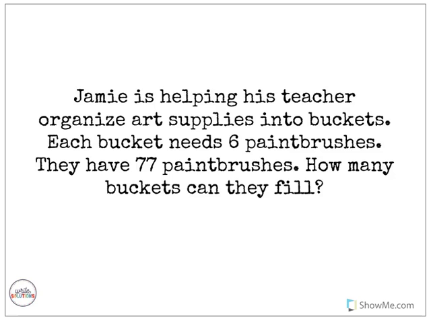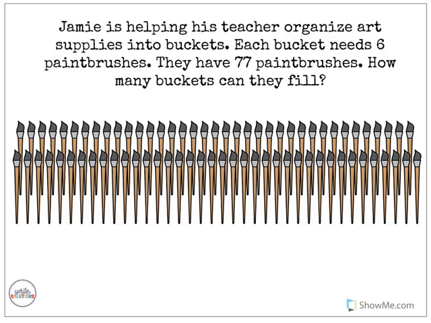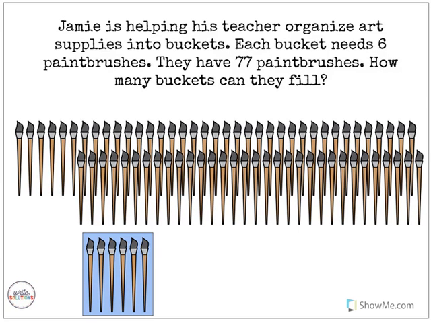For this problem, we are thinking about a massive amount of paintbrushes. They need to be organized. The story problem tells us that each bucket is going to be getting 6 paintbrushes. So we're trying to figure out how many buckets can be filled using 77 paintbrushes. In division problems, we are quite often pulling out groups of something. And in this story problem, we are pulling out groups of 6 paintbrushes.